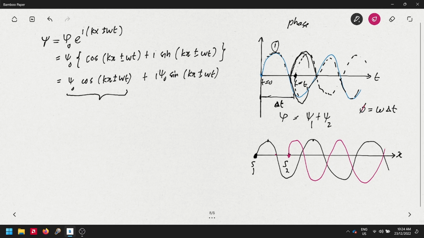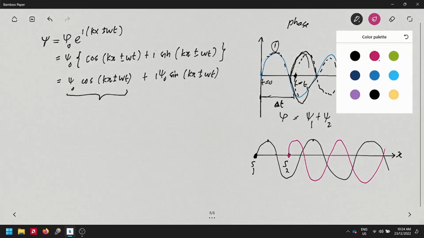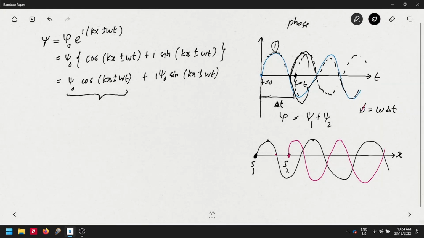So for example, I have my delta x over here. This is my delta x. So the phase difference is given by, because we are using delta x, which is in meters, we want to convert into radians. Then we have to multiply with our translator.